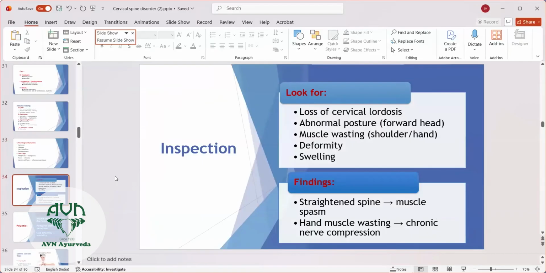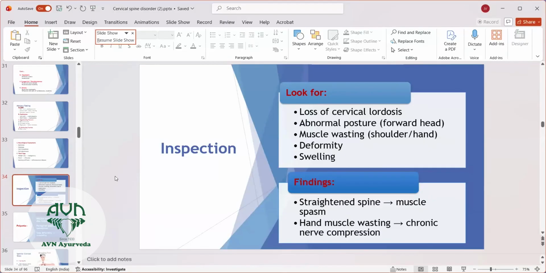After taking the history, we have to inspect the patient. Usually our vertebral column has cervical lordosis, thoracic kyphosis, lumbar lordosis, and sacral kyphosis. The curvature of the cervical spine is maintained by the cervical muscles and ligaments, because of their pull, and a little bit by the roll of the intervertebral disc also. That's why the cervical curvature is maintained.